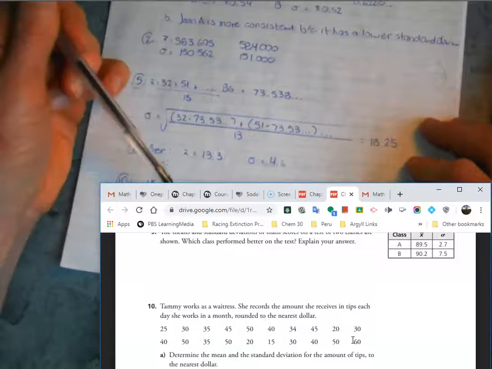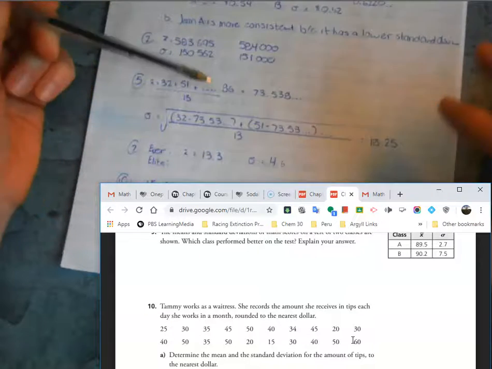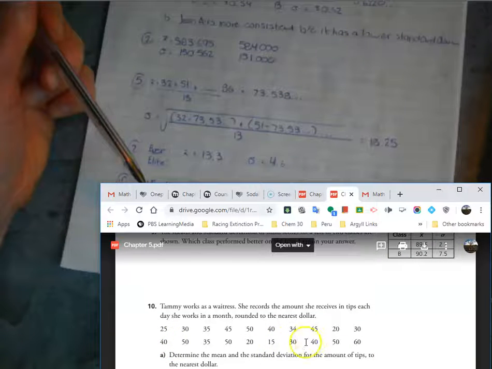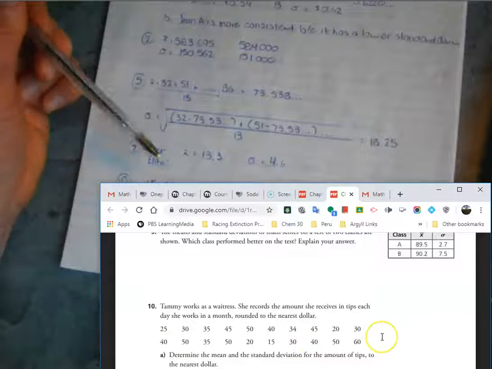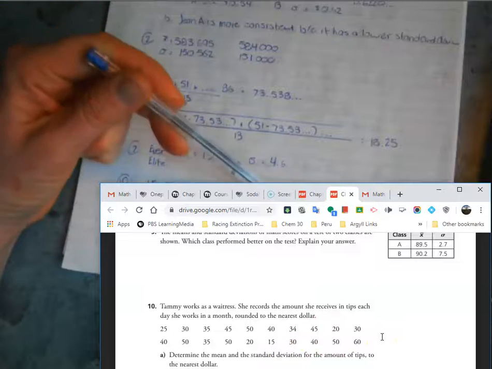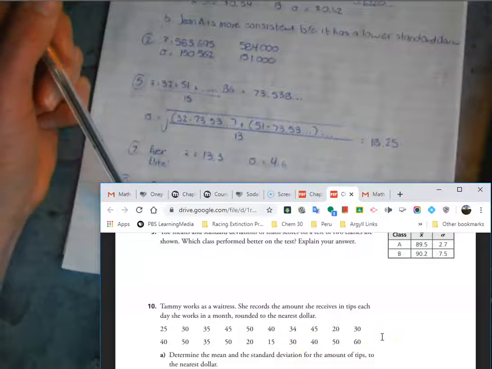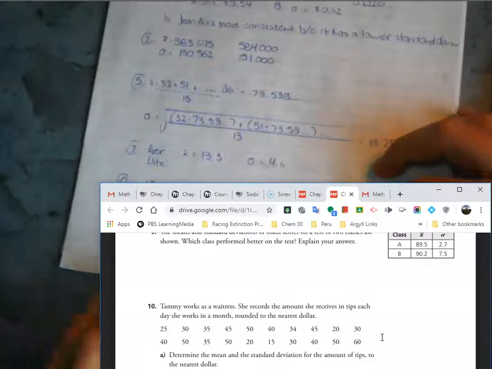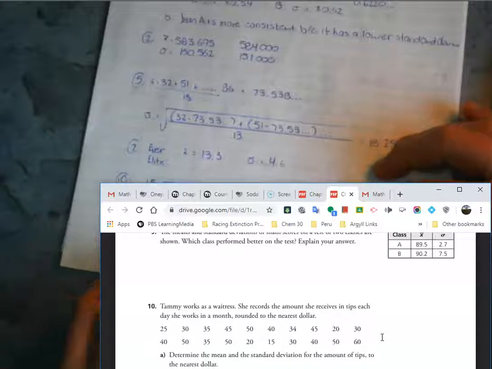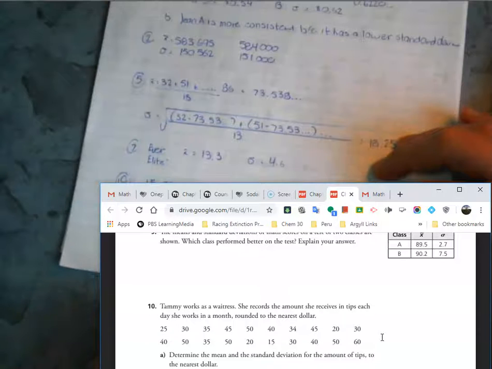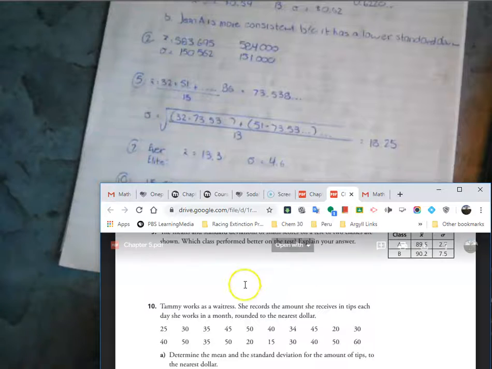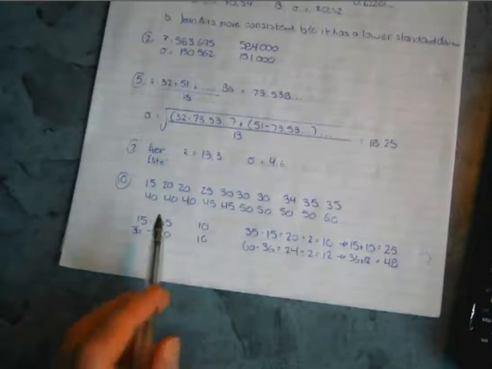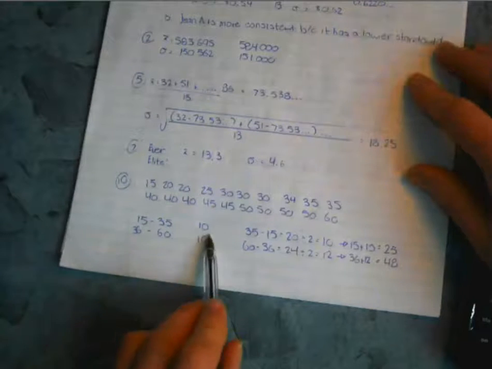Then I went through this list and wrote the values down in order. Cross them off as you go and write them down in ascending order, and that way you can keep track of how you want to put them into groups. I found that for 15 to 35 there were 10 data points in that section.